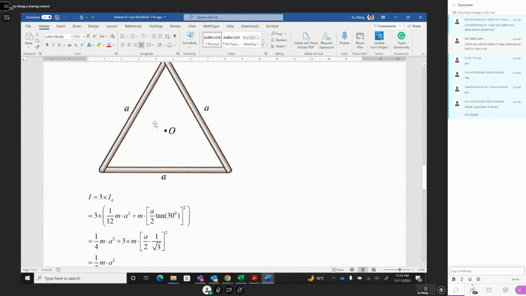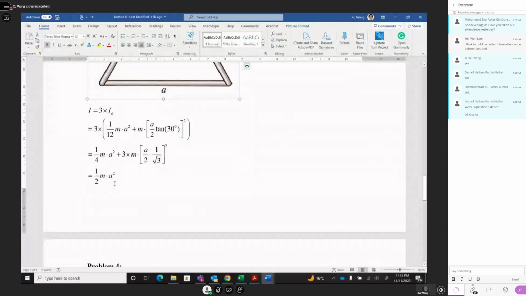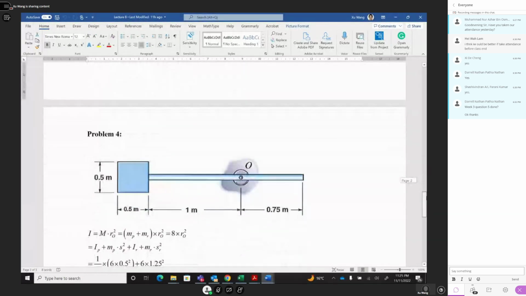The key is this distance. How much? This distance equals half of a tangent 30 degree, half of a tangent 30 degree. Then m square. And then you put all this data inside, and you organize, you find it's half ma. That's the total result. Okay. Then we move to the next question.